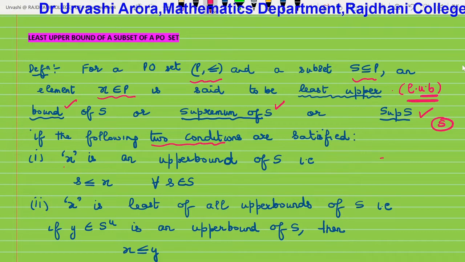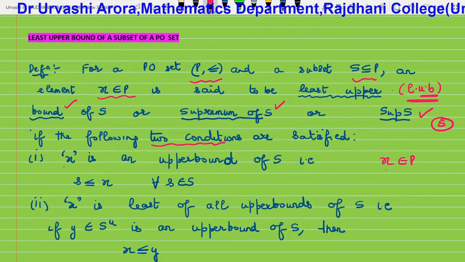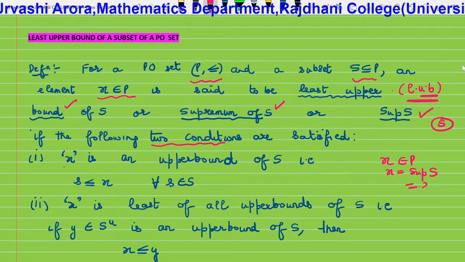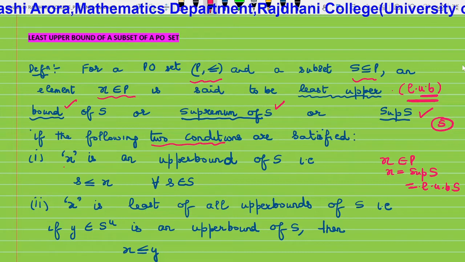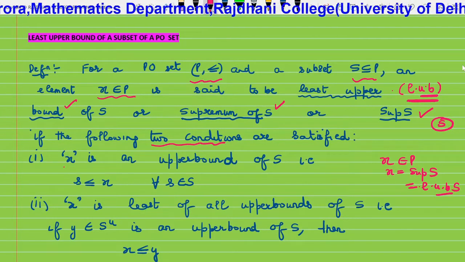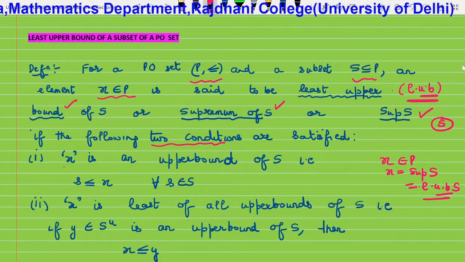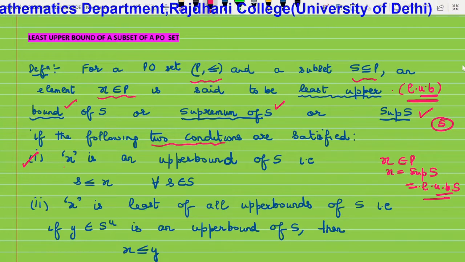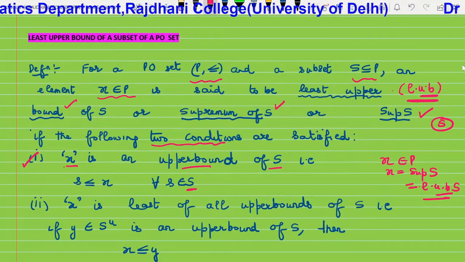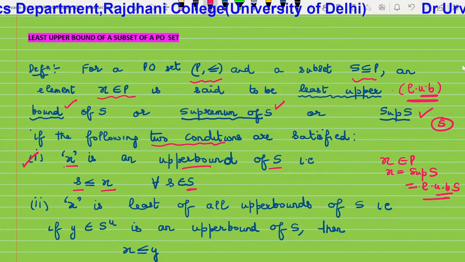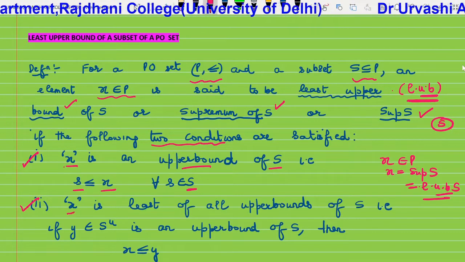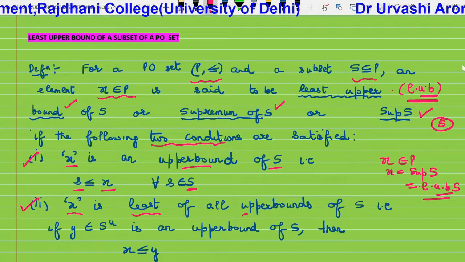If X belonging to P is to be the supremum of S, or the least upper bound of S, then as I just mentioned, the two conditions are that X should be an upper bound and it should be least of all upper bounds. So this is what is written in the first condition, that X should be an upper bound of S, which means that every element of S should be less than or equal to X. And the second condition that must happen is that X must be least of all upper bounds of S.